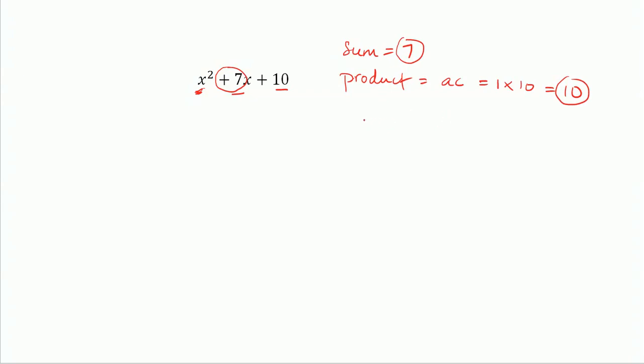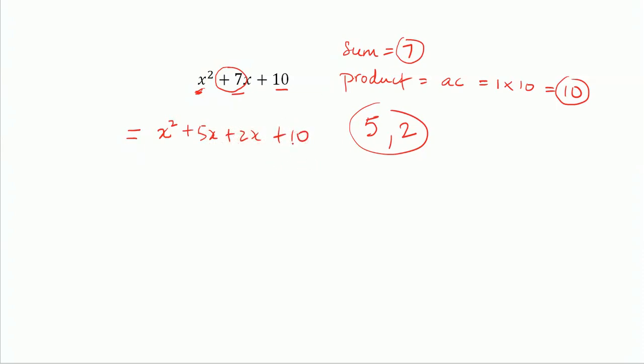So if we have 5 and 2, will that give us what we are looking for? 5 multiplied by 2 gives us 10, so the product is 10, and 5 plus 2 gives us 7, so the sum of the two numbers is 7. Once we get the two numbers, our next step is to write back x squared and replace the middle term using these two numbers. So we put x squared plus 5x plus 2x plus 10.